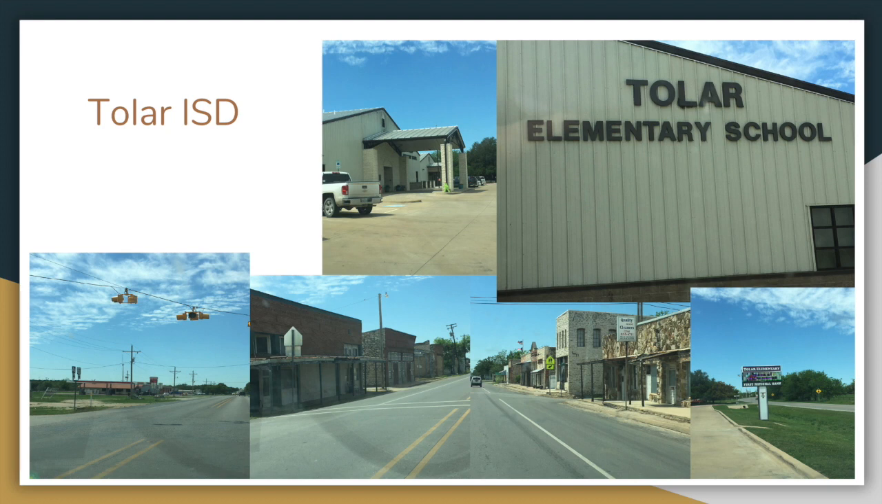The total number of students in Toller is 786 students. Most of their population is made up of whites, which is 91%. Others include Hispanic, which is 6.1%, and African Americans, which make up 0.8%.